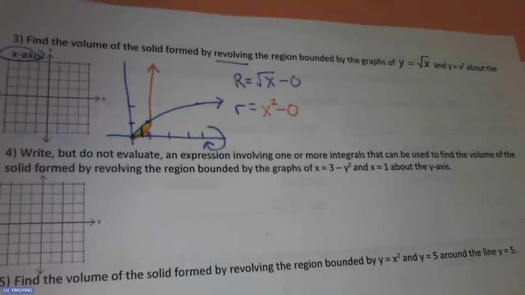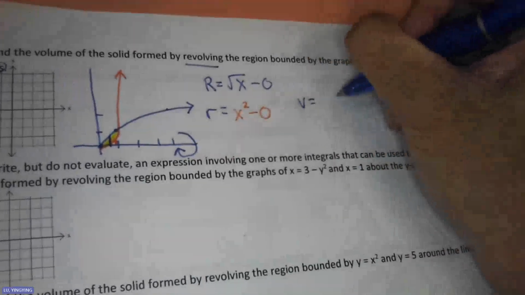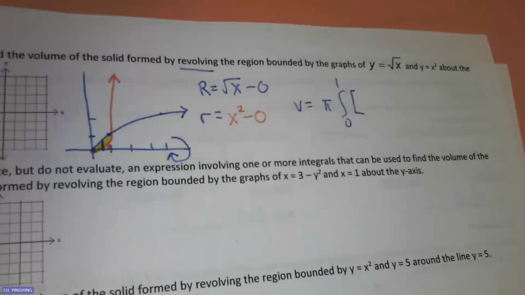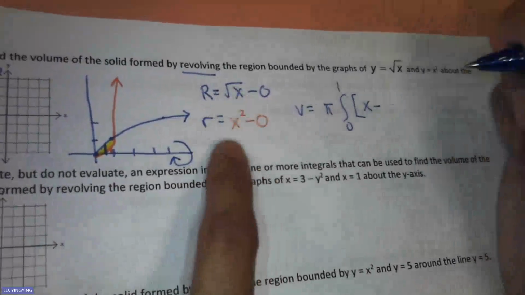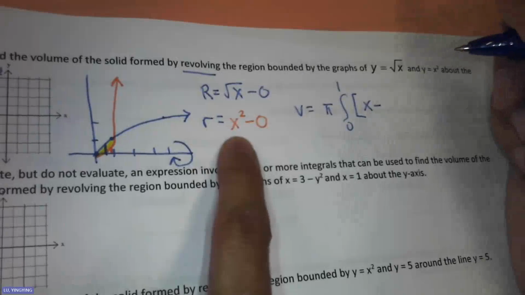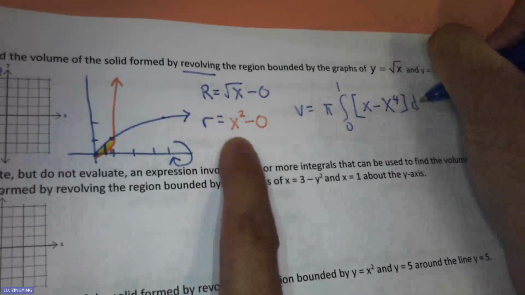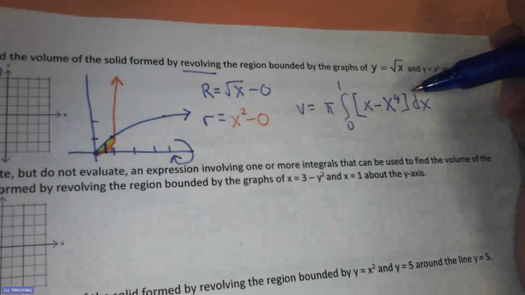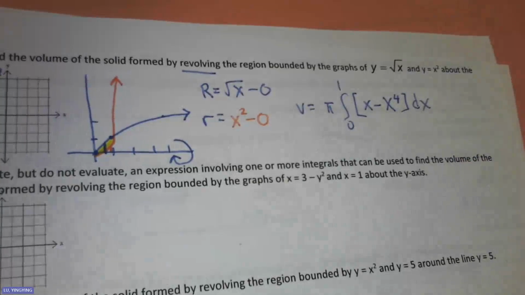What are the bounds? 0 to 1, right. Volume equals pi, don't forget, integral from 0 to 1. I'm just going to do R squared minus r squared. If I square the big R, in this case, it will be just x. If I square the small r, it will be x to the 4th power. Because again, this kind of question is very likely on the test. I'm going to ask you to integrate it to find the answer. So make sure you simplify it before you integrate; the majority of them are power rules.